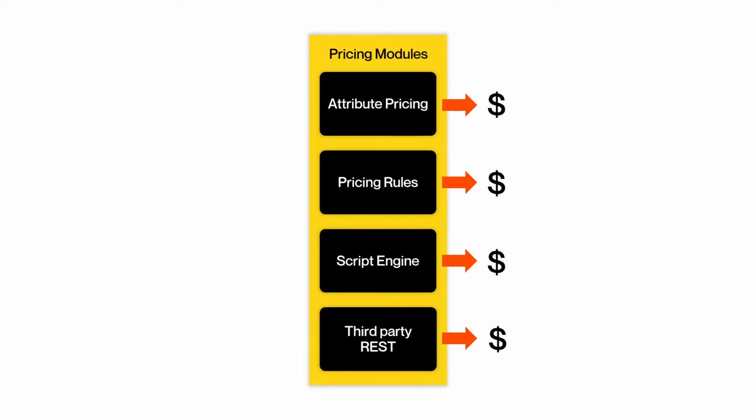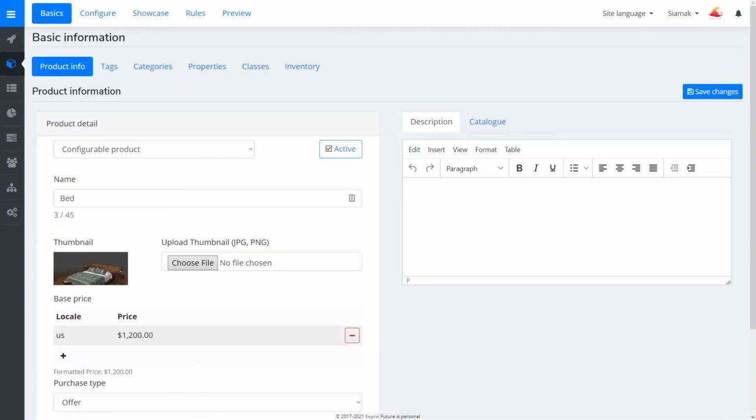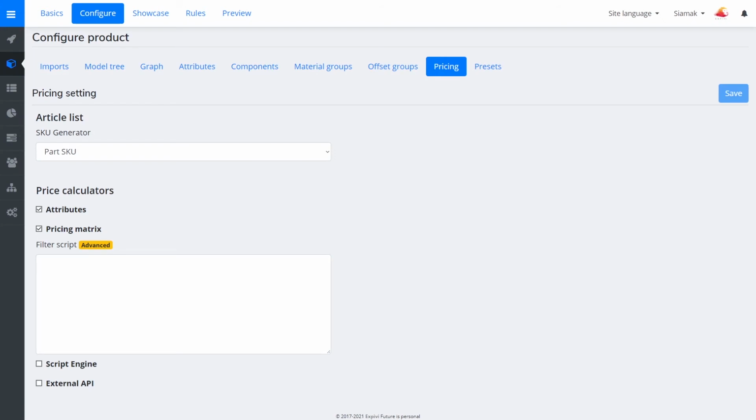Each module will output its own price. If 2 modules are being used, the prices from both modules will be combined. Please keep in mind that you can only use Attributes Pricing in combination with Pricing Rules and Attributes Pricing in combination with Script Engine. Other combinations are not possible. To select the pricing module to be used, go to the Configure tab and select the Pricing tab. Here you find the 4 modules.